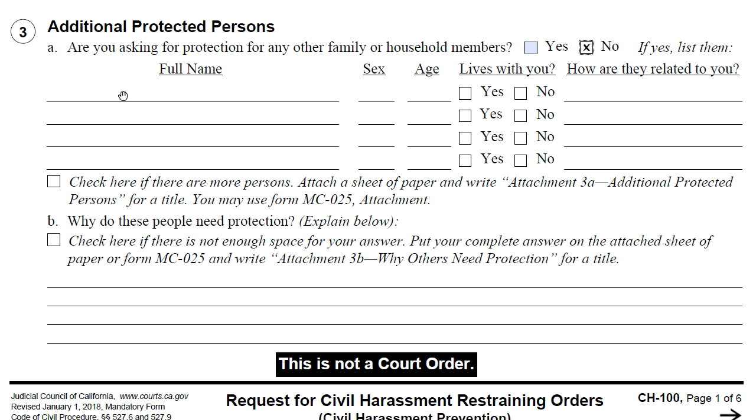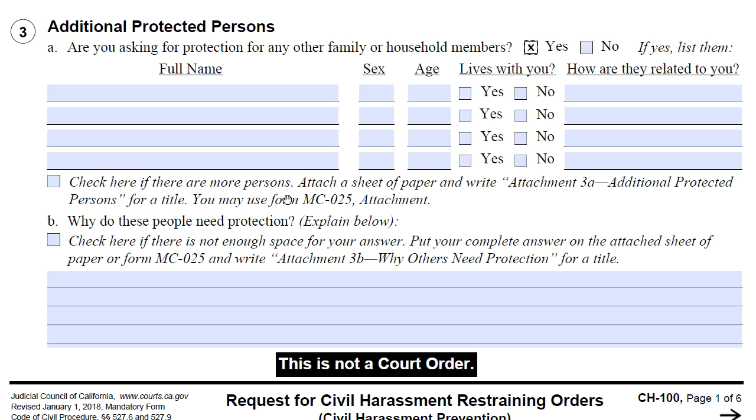If there are more than 4 people living with you that you want protection for, you will have to also check this box and then add another piece of paper. You use this form called the MC025. It's just a blank attachment page, and you can add the extra people.